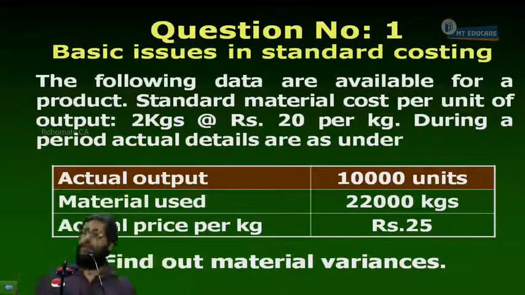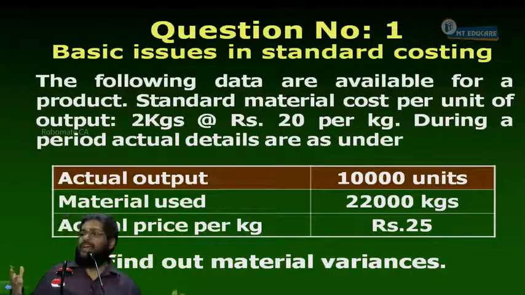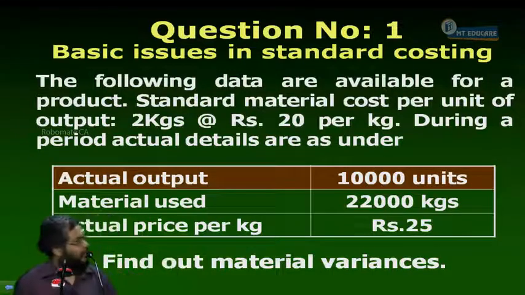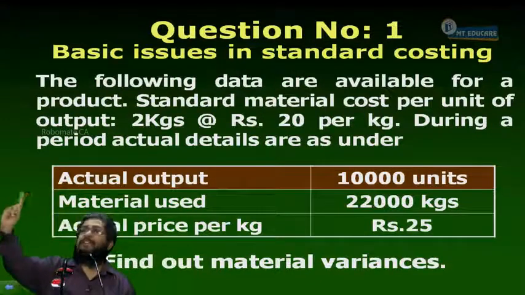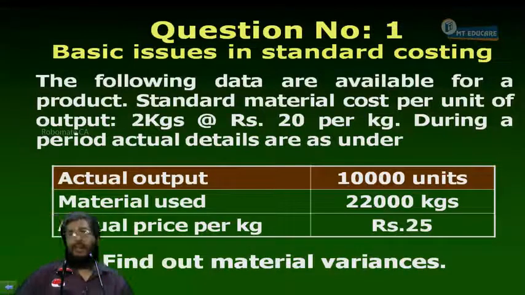Now my question is, there is raw material in kgs, which is used to produce what? Finished units. Is the budget in units? No. The budget says, to produce every unit of finished product, you should consume how many kgs? 2 kgs.